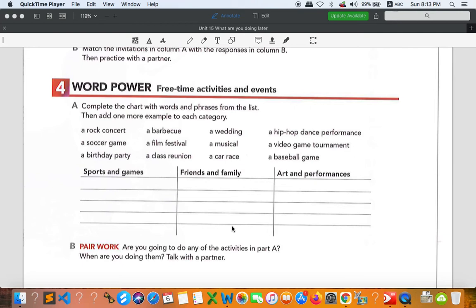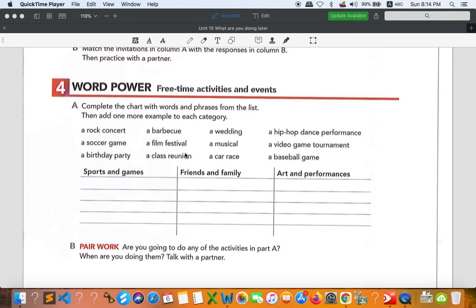So rock concert is a concert, right? But that concert is about rock. So the answer should be art and performances. Okay. Soccer game. So there will be sports and games, right? A birthday party. It will go with friends and family. Okay, birthday right here, friends and family. Barbecue should be also friends and family. A film festival, yeah, film festival, some kind of performance. Okay, art and performances.